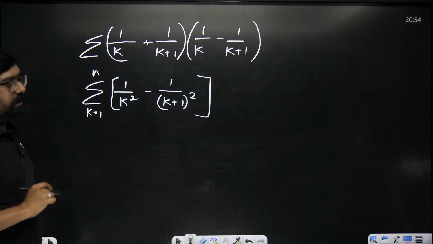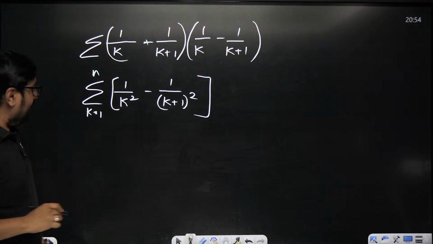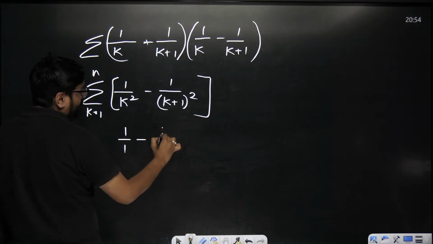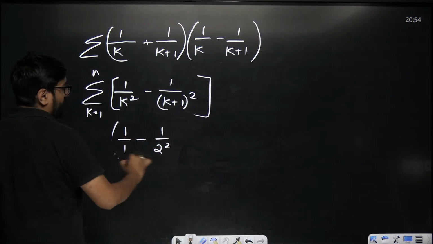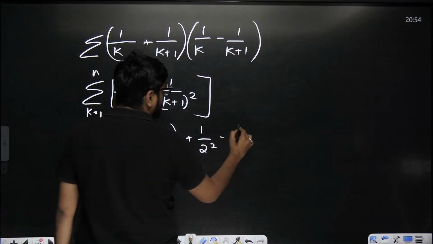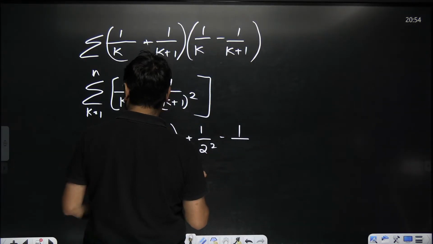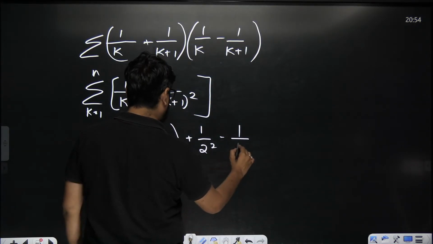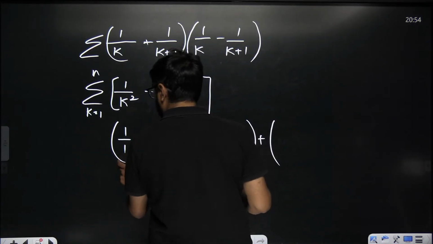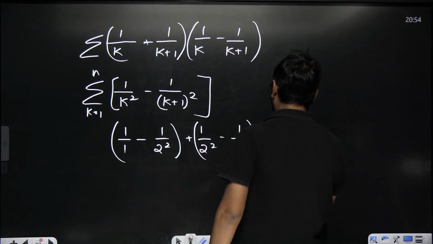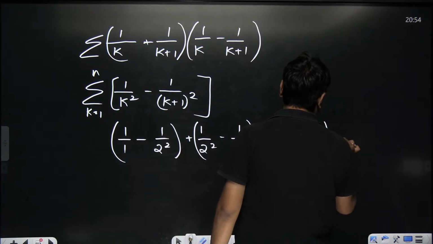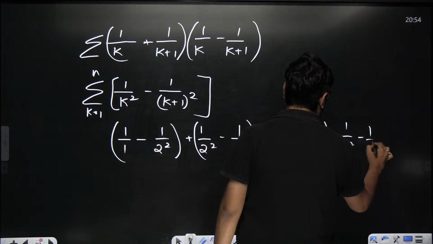Now if I start writing the terms, if I expand this, k equal to 1 means 1 by 1 minus 1 by 2 square, plus k equal to 2 means 1 by 2 square minus 1 by 3 square, plus k equal to 3 means 1 by 3 square minus 1 by 4 square, plus 1 by 4 square minus 1 by 5 square.